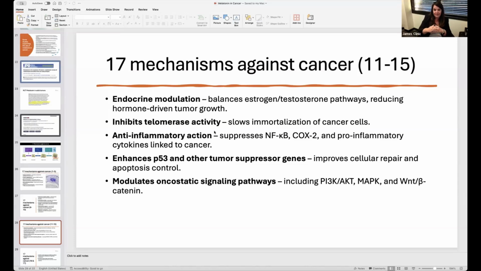Modulates the oncostatic signaling pathways. So some of you, again, the Wnt pathway, MAPK gets tested for. You're starting to see these come back on your Guardian 360 reports. I'm not super slick with them yet, but we have the pathways, and you just need to know that some of the things we do on the integrative side are hitting those pathways, even though we don't explicitly explain that and think of it that way.